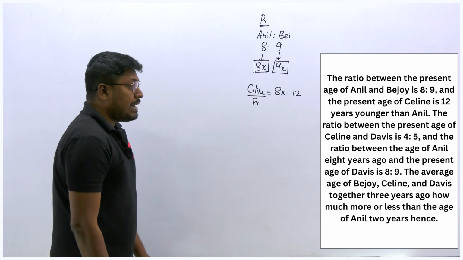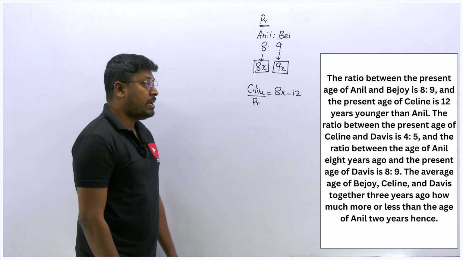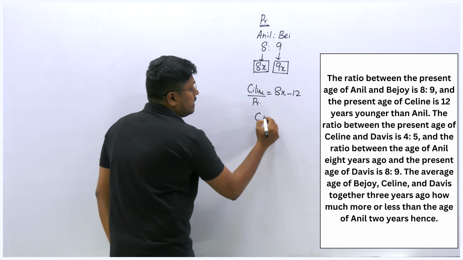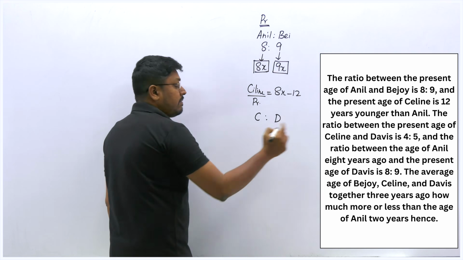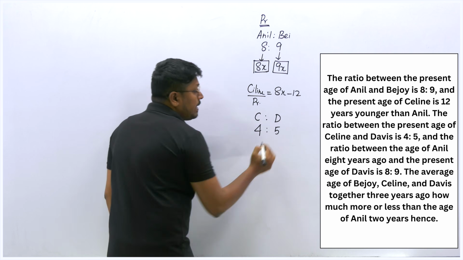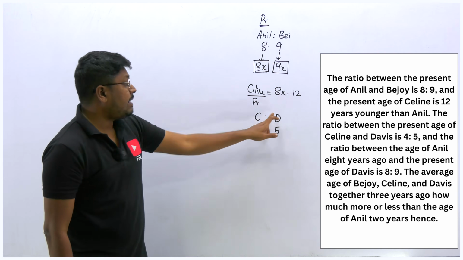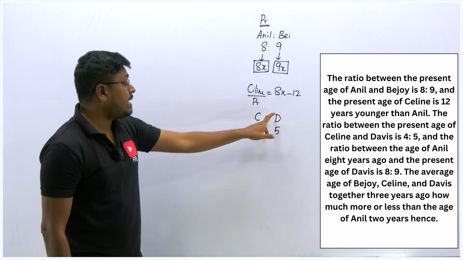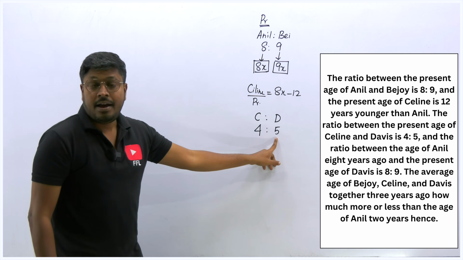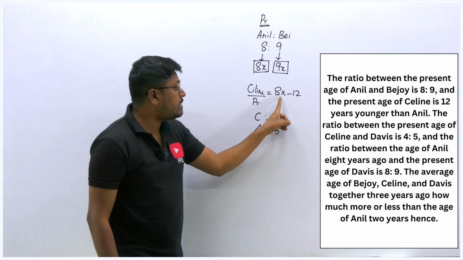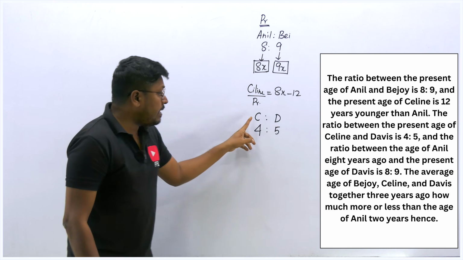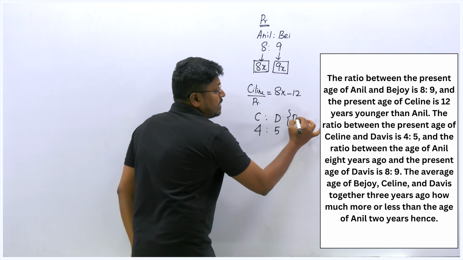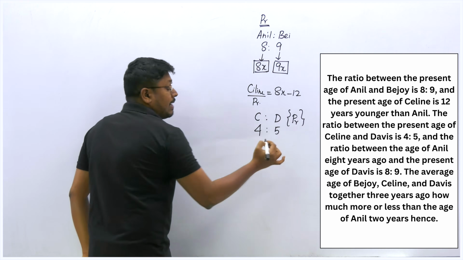Okay, so what about the next point? The ratio between the present age of Silan and Davis has been given, which is 4:5. So this will be the present age of Silan and Davis. I don't know whether I am pronouncing the name correctly or not. Anyway, C and D present age ratio is 4:5. And we already know that Silan's present age is 8x minus 12. Here they have given the ratio for Silan and Davis as 4:5, so this value is also present. Now it is easy to write an equation.